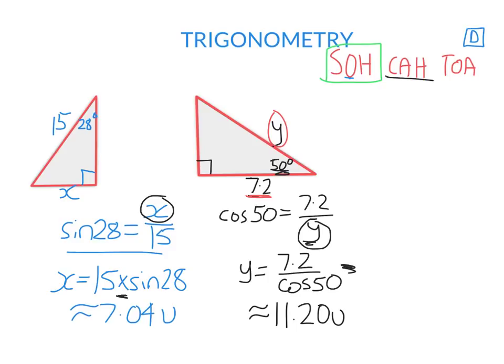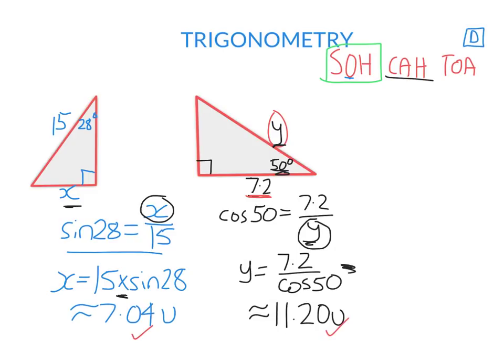Now, have a think about what your answer should look like. In the first one, I was finding a shorter side, so the answer should be less than 15. So I know I've done something right. In the second one, I was finding the hypotenuse. The hypotenuse is always the longest side, so I should have got an answer more than 7.2. I did, so I know I did something right.